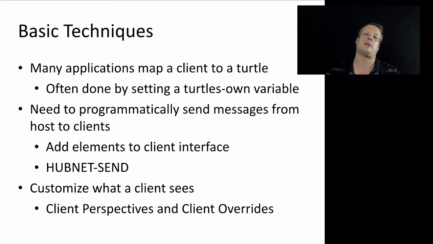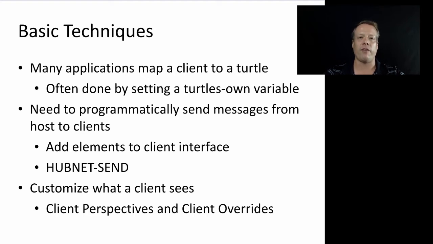Often you do this by mapping a particular client in the HubNet world to a turtle that's in your model. So for instance, in the disease model, each client represents a human who's moving around, a potential host of the disease as they're moving around. And this is often done by setting a turtle's own variable. So you create an ID, right, for each of these different human agents that matches the HubNet ID that's given to them.